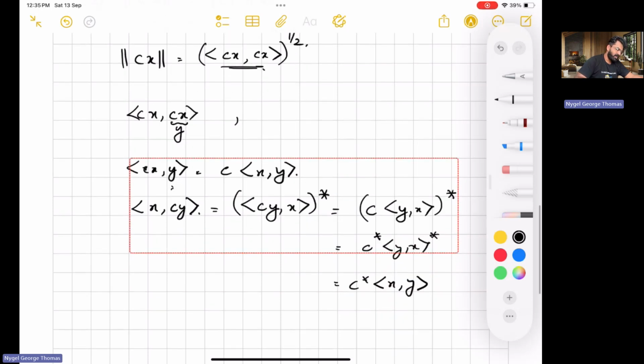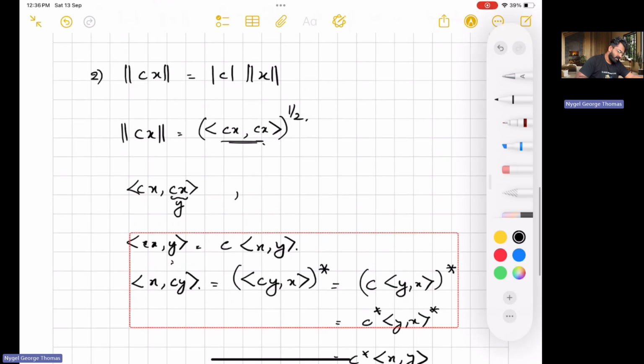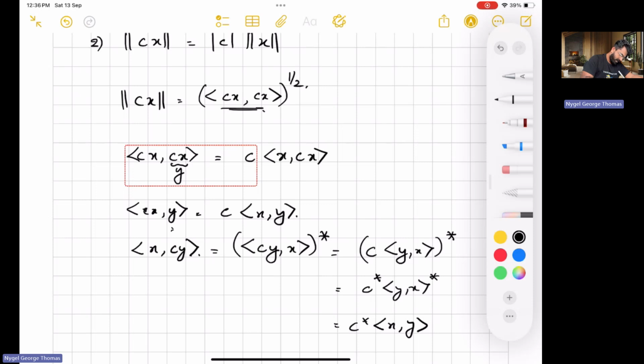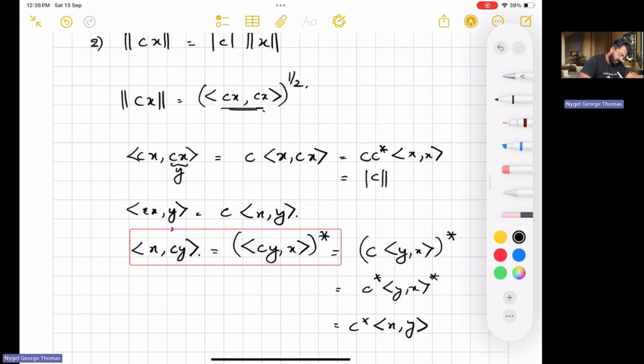So this is a result which we can use here: the inner product between x and cy is c star xy. So we'll use both these properties here. We'll eventually end up getting c times x comma cx, which is equal to c into c conjugate times x comma x. But what is c into c conjugate for a complex number? It is modulus of c the whole squared.